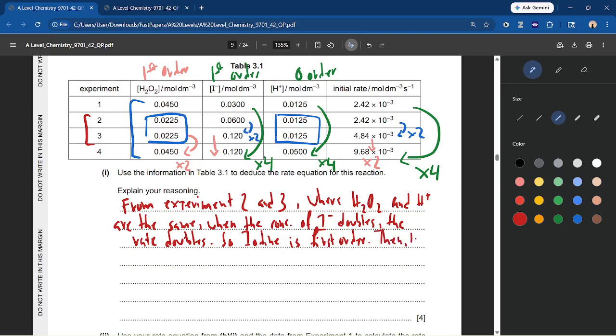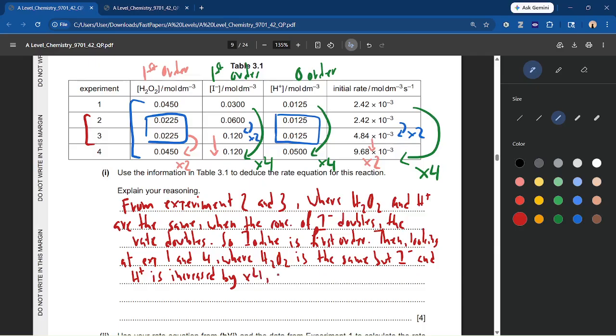Then, looking at experiment 1 and 4, where H2O2 is the same, but I minus and H plus are increased by a factor of 4, the rate only increases by a factor of 4 due to iodide. So H plus is zero order.